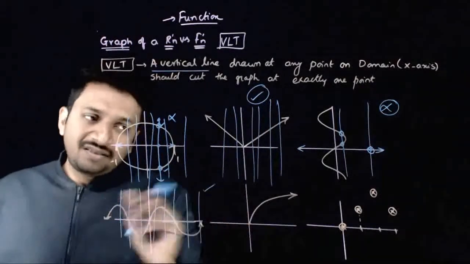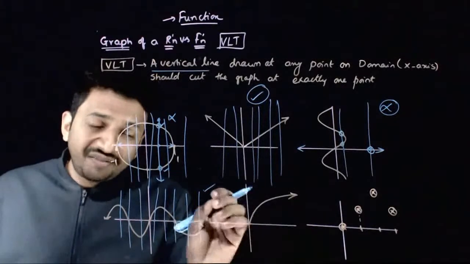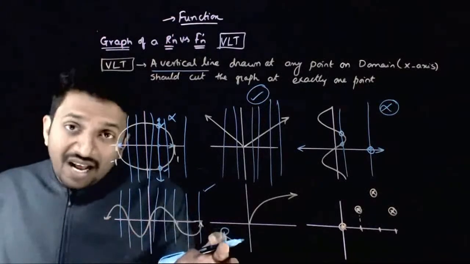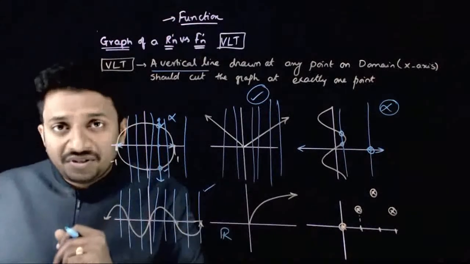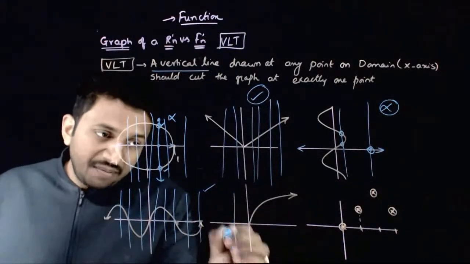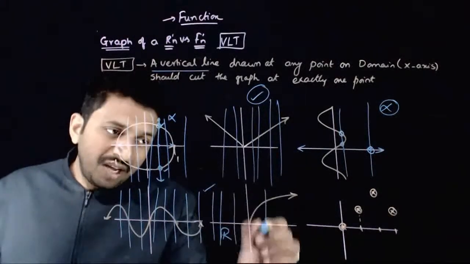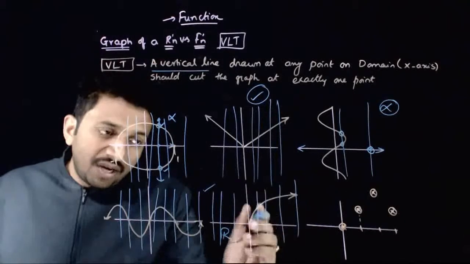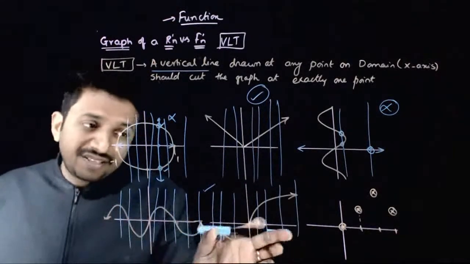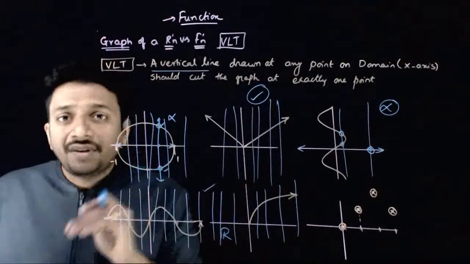Now let us take this graph. Let us take two cases. If this graph is defined on the set of all real numbers, then this will not be a function, because for negative real numbers, you can see that you don't have an image. For positive real numbers, you can see that any vertical line is cutting the graph at one and only 1 point. So if this graph is defined on all real numbers, this is not a function.